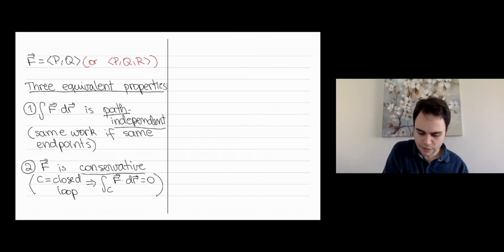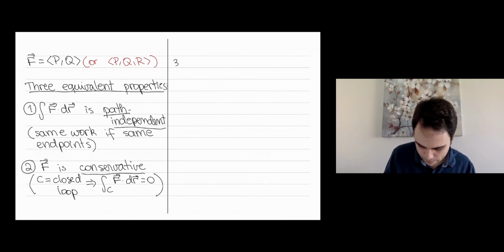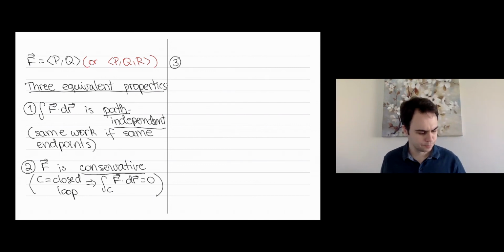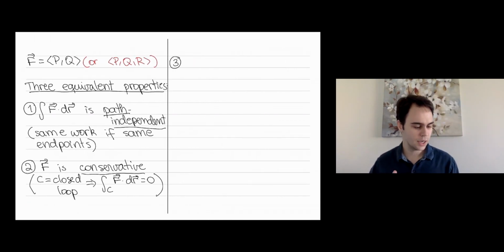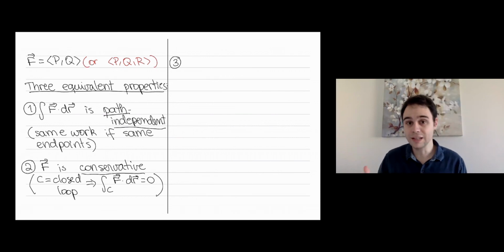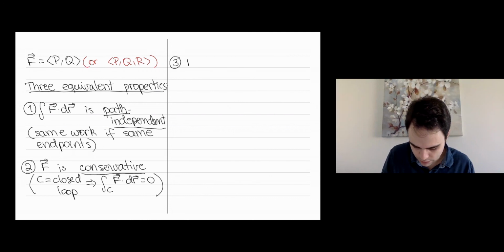The third property that a vector field can have is covered by the fundamental theorem of calculus. A vector field could be a gradient vector field. Not every vector field has this property, but some have. So here's the third property: F is a gradient field.